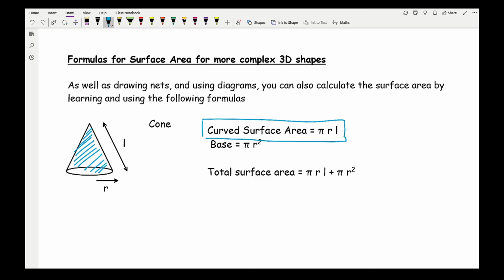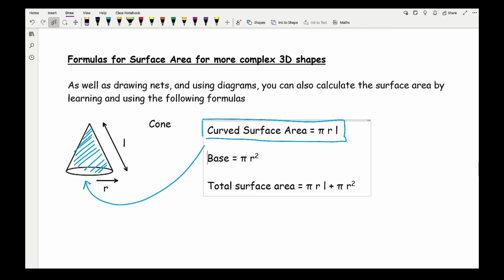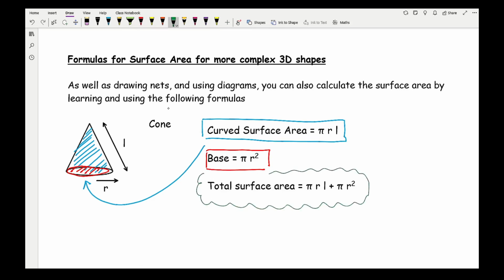So I'm not going to embarrass myself by trying to draw the net. And then we've got the base, which is going to be a circle, this bit here. And that there is pi times r squared. So to work out the total surface area, that's going to be pi r L, remembering that L is not the height, it's the diagonal slanted length of the cone, plus pi r squared.